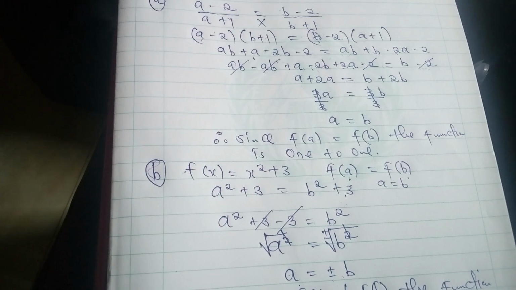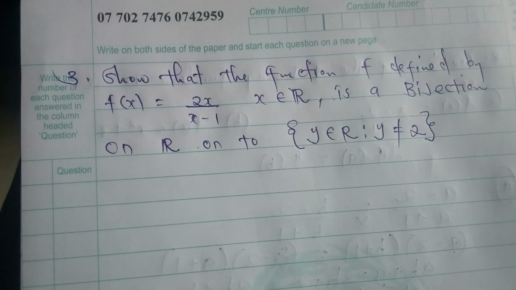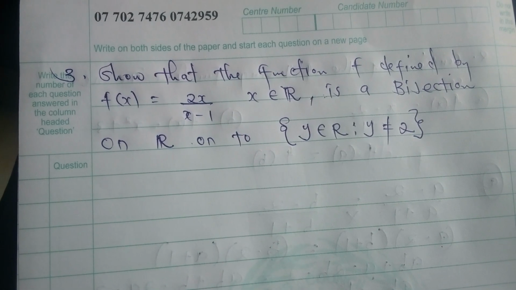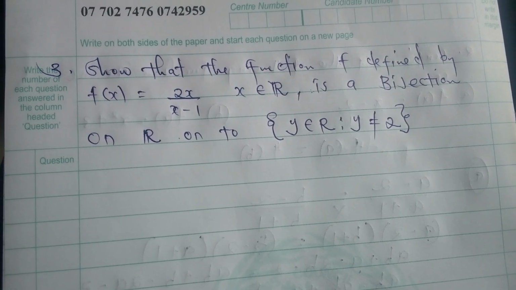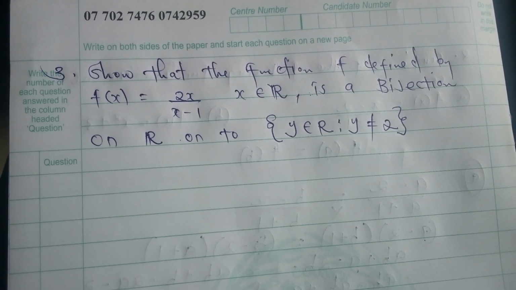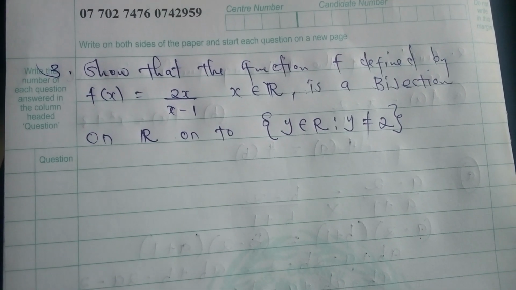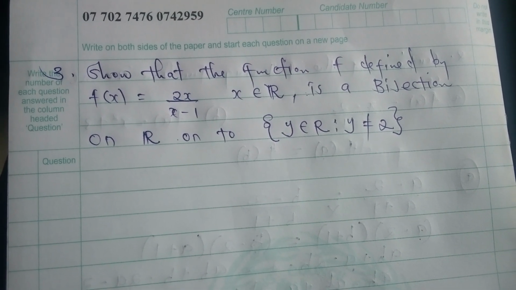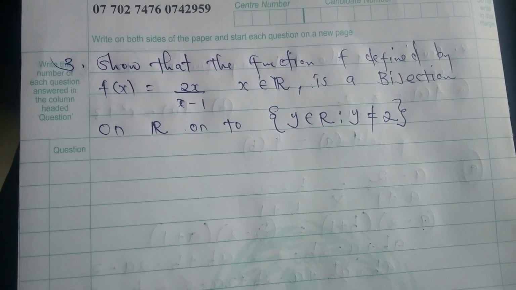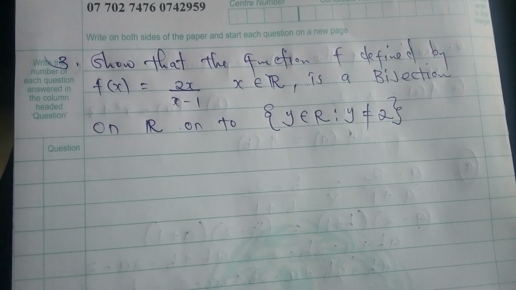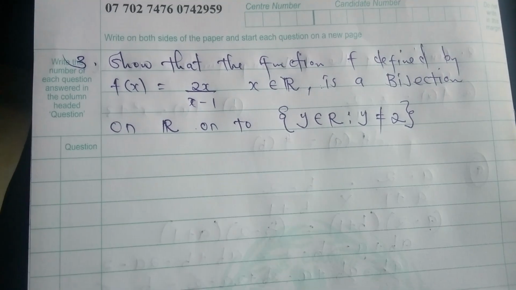So we move on to the next question. The third question, they are saying, show that the function f defined by f of x is equal to 2x over x minus 1, x is a member of the real numbers, is a bijection on the real numbers, or onto, as that one is given.